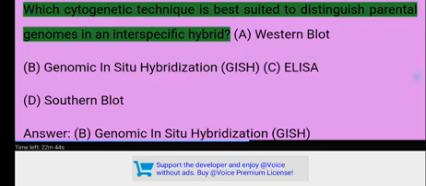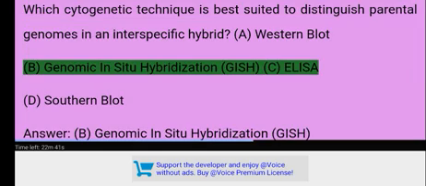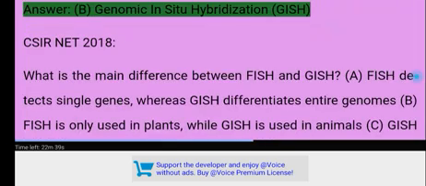Previously asked CSIR-NET question, CSIR-NET 2021. Which cytogenetic technique is best suited to distinguish parental genomes in an interspecific hybrid? A. Western blot. B. Genomic in situ hybridization, GISH. C. ELISA. D. Southern blot. Answer: B. Genomic in situ hybridization, GISH.